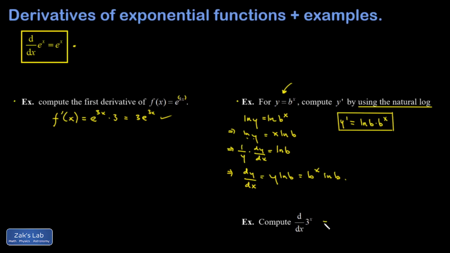So when we apply this to 3 to the x, we can just directly use the formula that we just derived. I end up with natural log 3 times 3 to the x, and we're done.